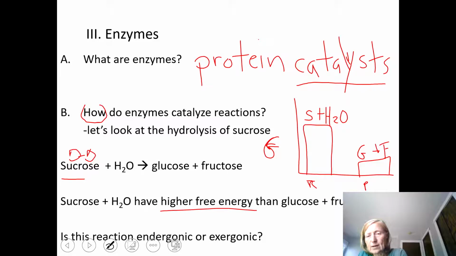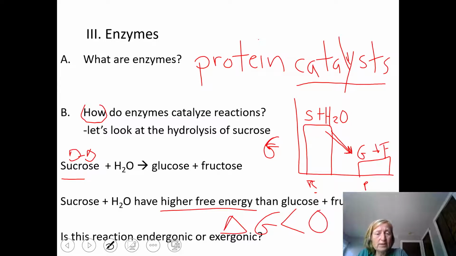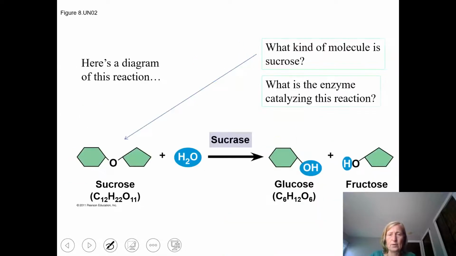So there they sit. All right, so is this reaction endergonic or exergonic? Well, there's a downhill here, right? Delta G is negative. Delta G represents the change in free energy. So we take the free energy of the products minus the free energy of the reactants. So we go small minus big, we get a negative number. Delta G is less than 0. Hey, guess what? This is an exergonic reaction. It's going to happen. It's spontaneous, if you will.